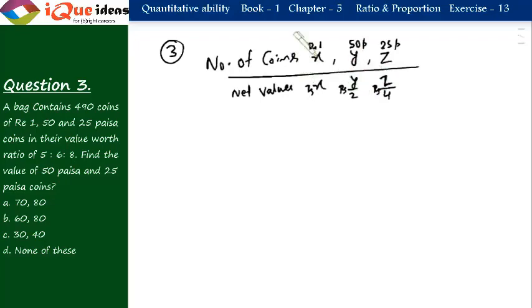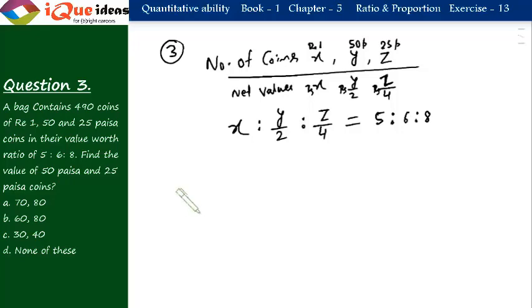Alright, I repeat. So 1 rupee coins and x coins, so it becomes x rupees. 50 paisa coins is half a rupee into y coins, so it becomes y by 2 rupees. And z is the number of coins of 25 paisa, so it becomes z by 4 rupees. Right? Now the ratio of the net worth, that is x is to y by 2 is to z by 4, that is given as 5 is to 6 is to 8.